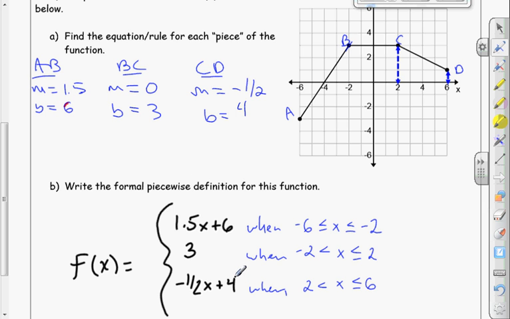It looks complicated when you first take a look at it, but all it really means is what's the equation of this line and where is it being graphed? What's the equation of this piece and for what values of x are we seeing its graph? And then what is the equation of this line and for what values of x are we seeing its graph? Okay, and we come up with this statement down here.